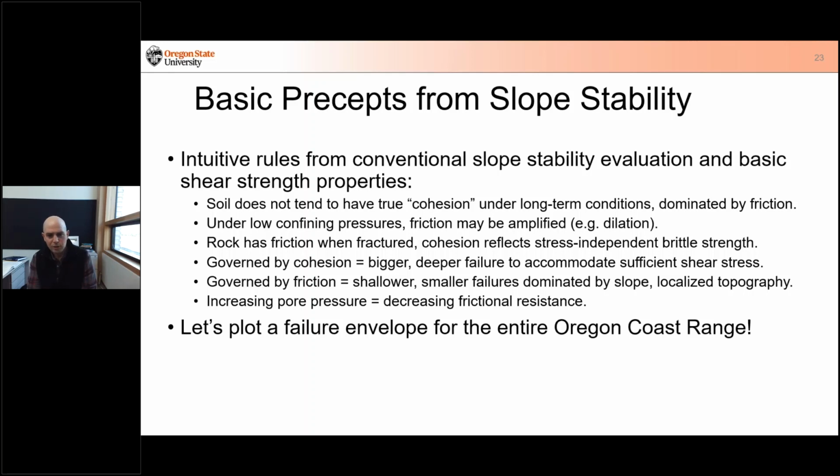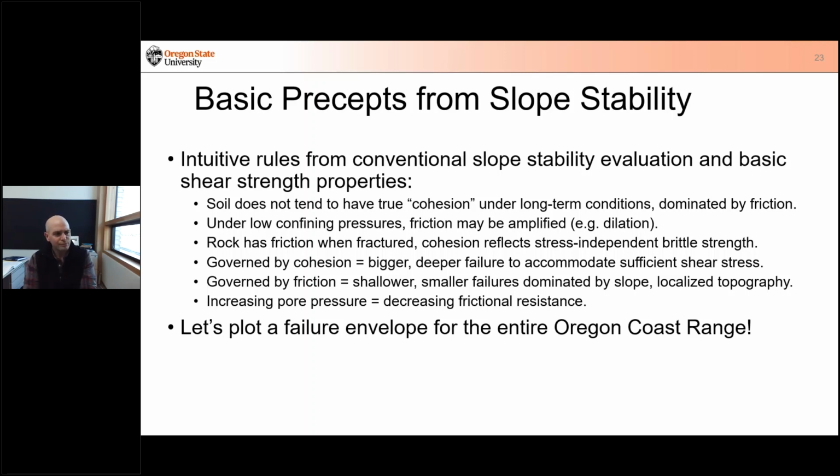Rock has friction when fractured, and the cohesion is a simplification of those stress-independent brittle strength, or tensile strength even, between rock bridges or intact rock mass. When we see something in a slope stability analysis governed by cohesion, generally, if cohesion is dominant, it's a deeper failure, and it accommodates sufficient shear stress to have a deeper failure. When it's governed by friction more so, they tend to be shallower, steeper failures. And of course, we know that increasing pore pressure reduces frictional resistance.